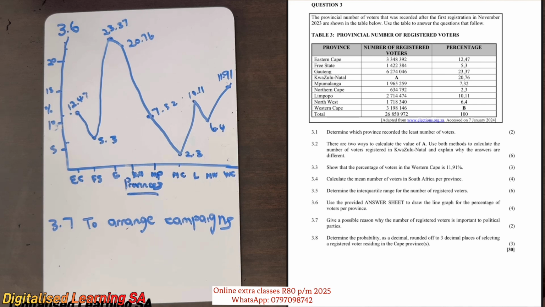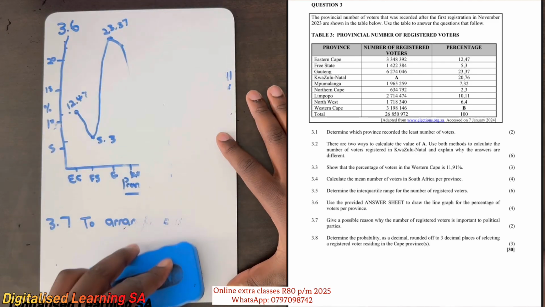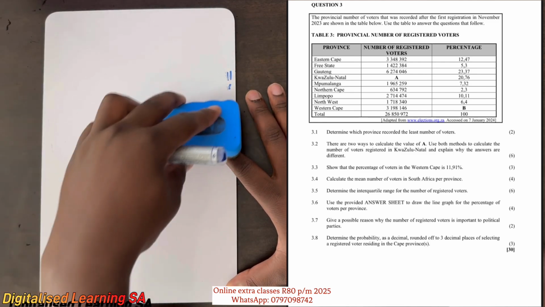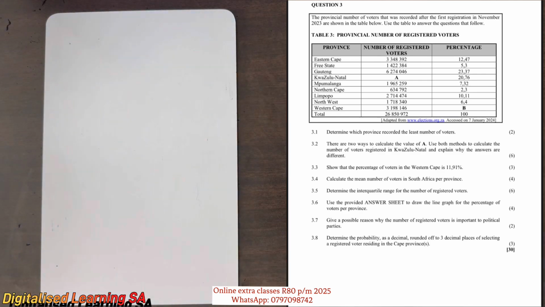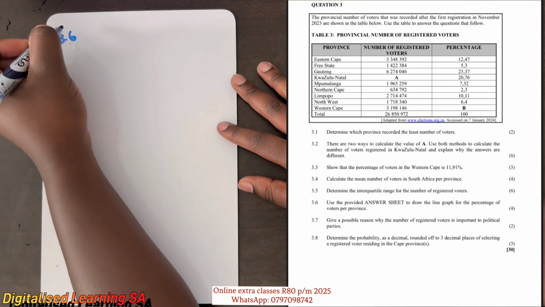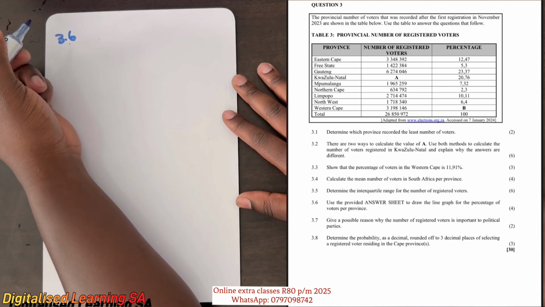Okay, so now let's move to the next question, which is question 3.8, the last question on question 3. So it says that determine the probability as a decimal rounded off to 3 decimal places of selecting a registered voter residing in the Cape Province. So let's first make space. Okay, so we need to find the probability of someone who's residing in the Cape province, and we need to write it as a decimal, rounded off to 3 decimal places.